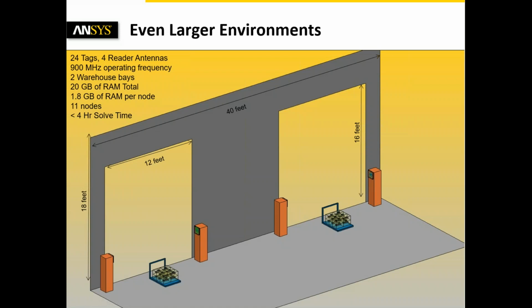So with that being said, we can have a simulation with an even larger environment that has 24 tags, 4 reader antennas, and 900 megahertz operating frequency. Two instead of just one, we can have 2 warehouse bays, 20 gigabytes of RAM total, 1.8 gigabytes of RAM per node, 11 nodes, and with that we can simulate the entire thing within 4 hours solve time. The dimensions are as such.